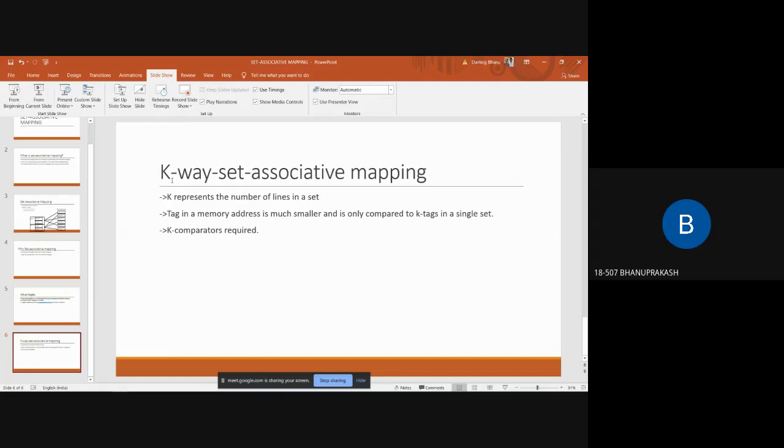We know that two-way set associative mapping gives much better performance than direct mapping, and further increasing the size of the set has little effect other than increased cost of the hardware. So if we go on increasing the size of the set, the efficiency may be less.